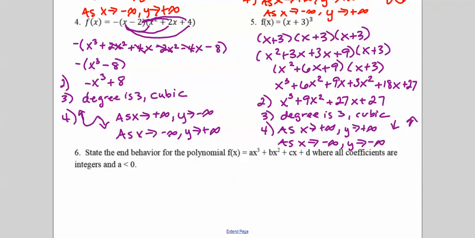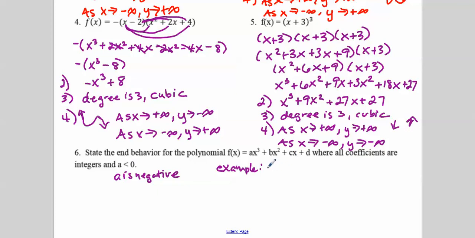Alright, in problem 6, we're given a polynomial, but we're not told what the coefficients are. But it does tell us the coefficients are integers, so they'll be 1, 2, 3, or negative 1, negative 2, negative 3. And it tells you a is less than 0, so that means that a is a negative number. Okay, so if it confuses you to look at all of these as variables, you can replace them with numbers. And let me just write that down as an example. But the only rule here is that because they tell you a is less than 0, then the a one has to be a negative number.